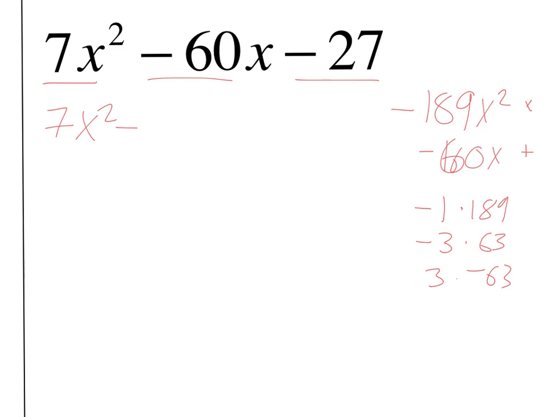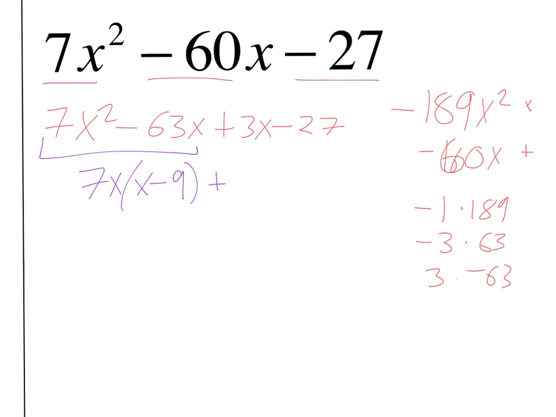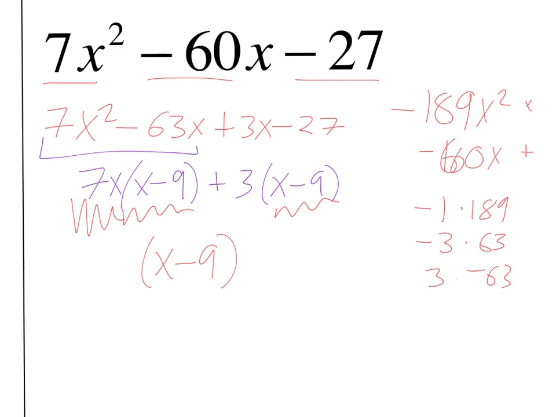7x squared minus 63x plus 3x minus 27. Okay, those two have got a 7x in common, and I'm left with an x minus 9. And then I've got a 3 in common, and I'm left with x minus 9. Now I've got an x minus 9 in common. So I've got x minus 9, and my leftovers for this are 7x plus 3.